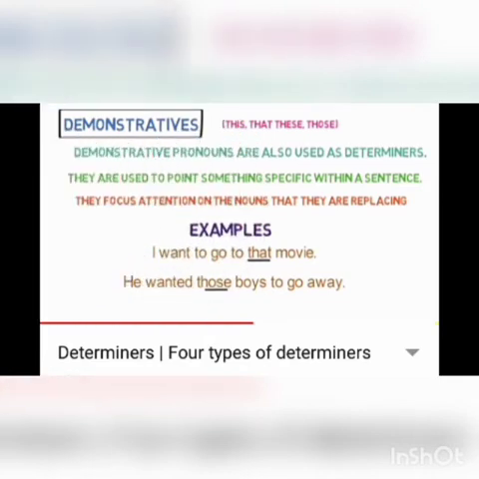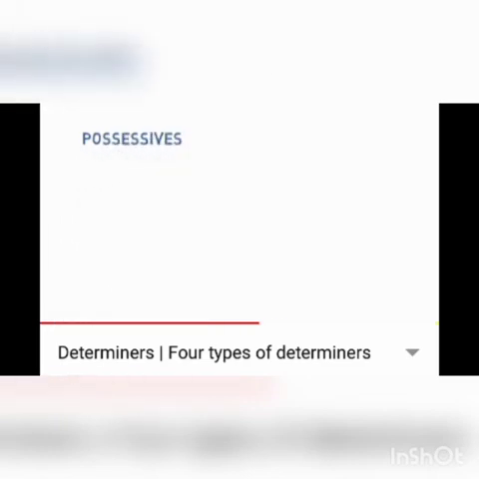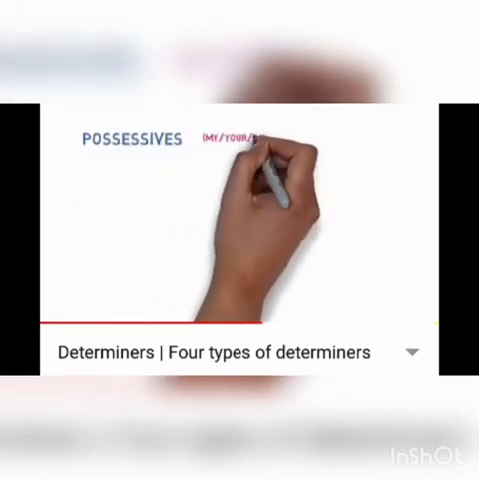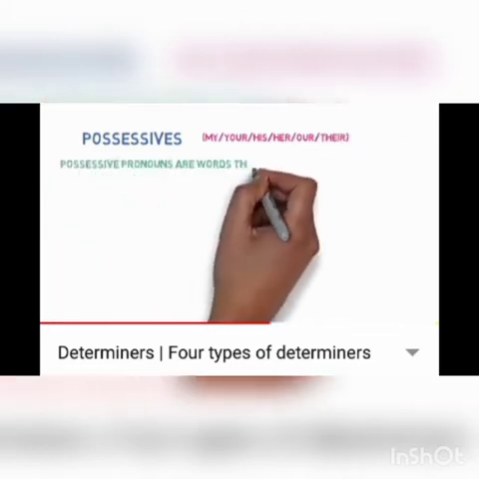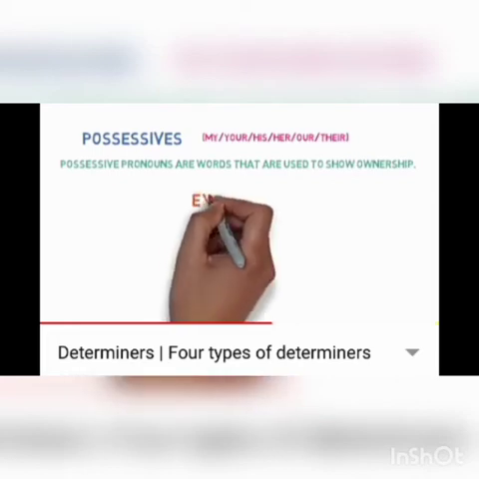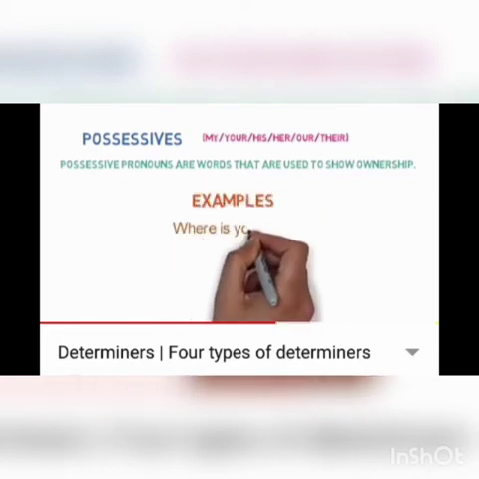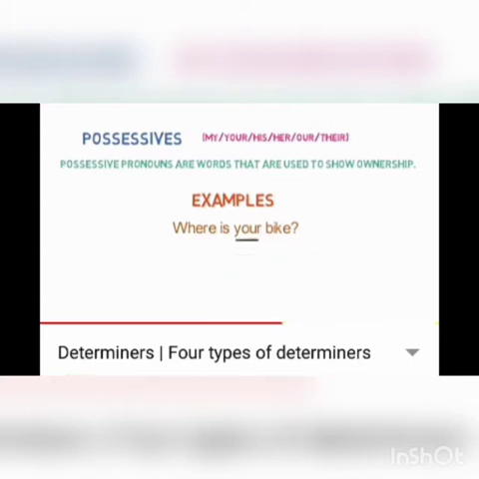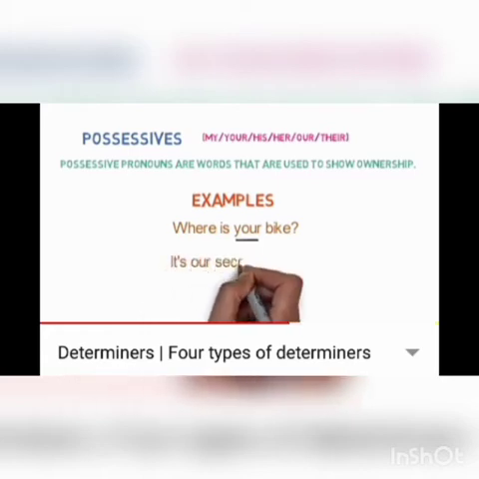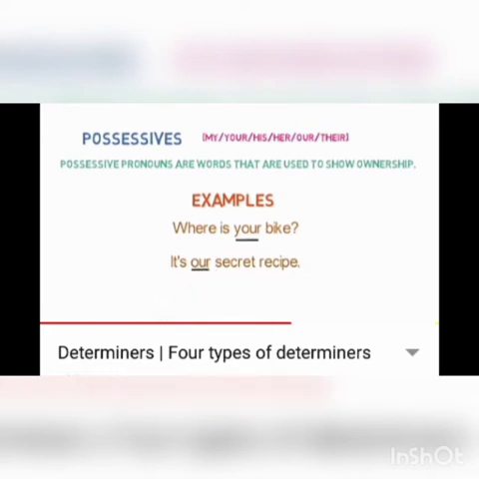Now let's look into the next category, possessives. Possessives are words like my, your, his, her, our, their. Possessive pronouns are words that are used to show ownership. Let's look into examples of them. Where is your bike? Here we have used your to point out the bike which belongs to you. Let's look into one more example. It's our secret. Here we have used our to point out the secret which belongs to us. As possessives determine the ownership of nouns, they come in the category of determiners.